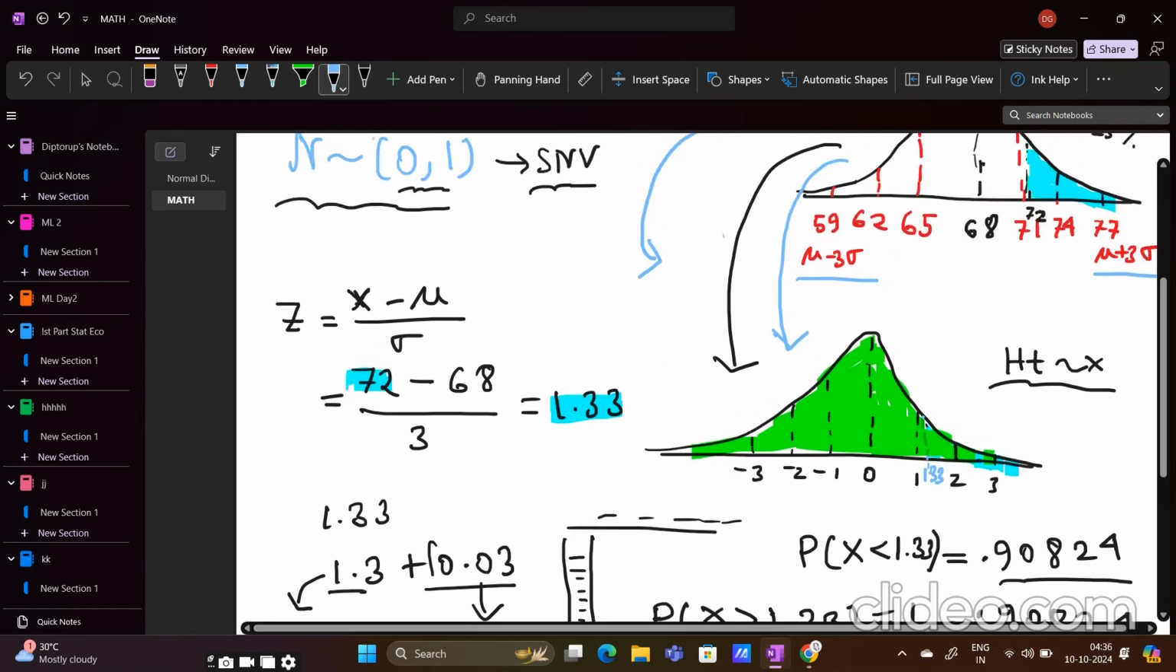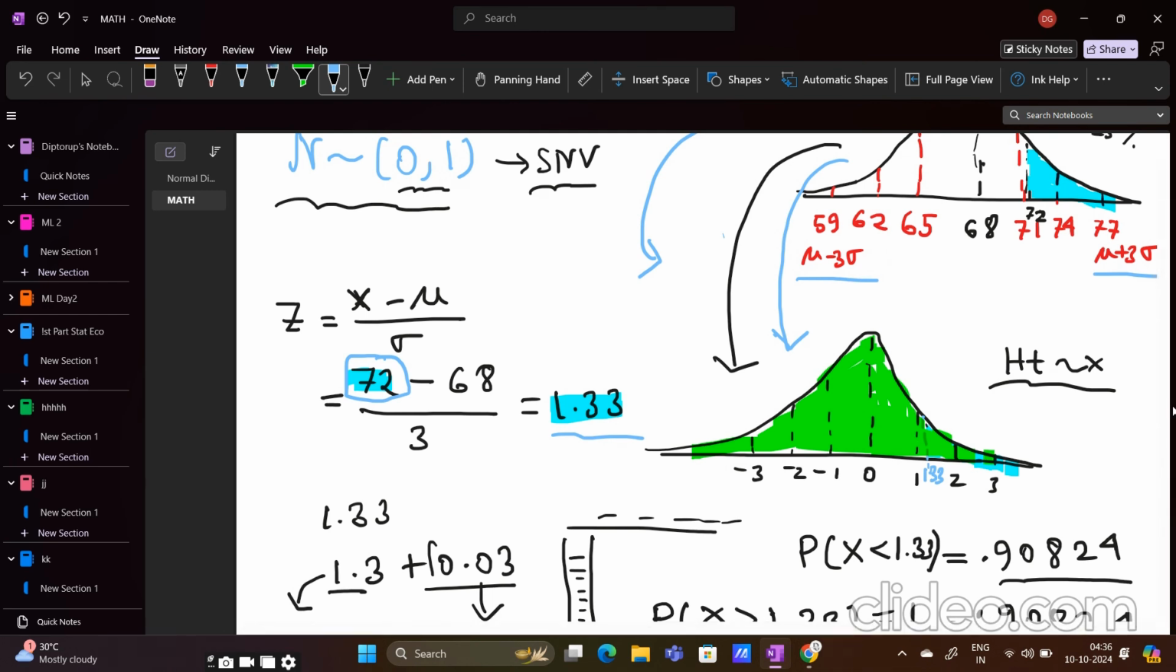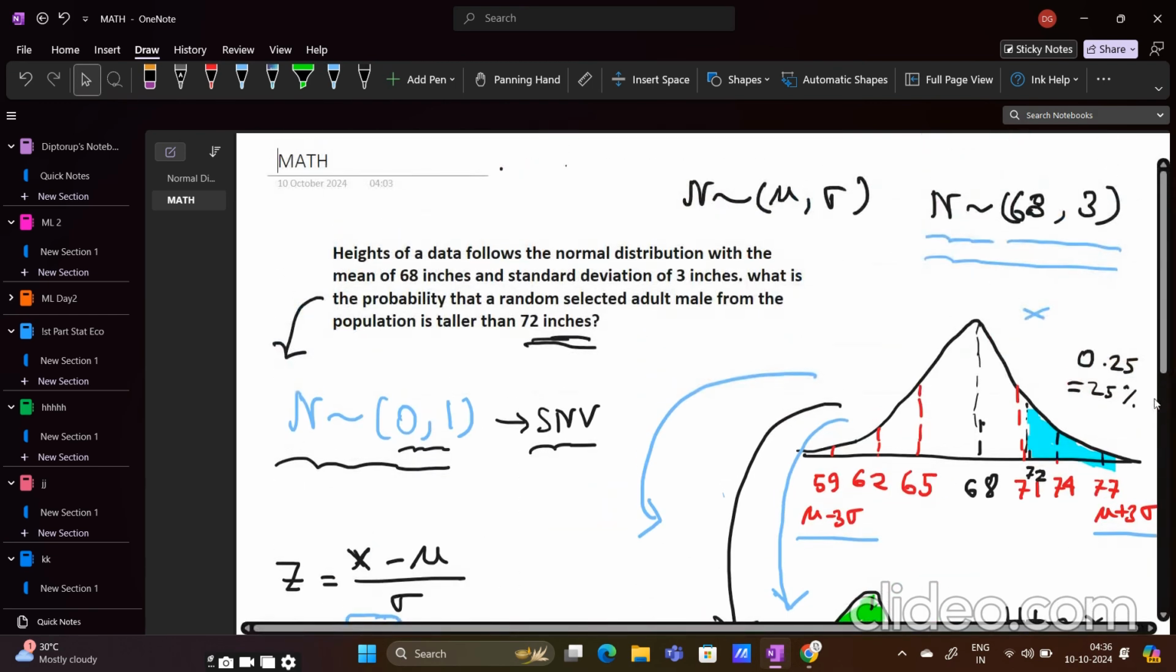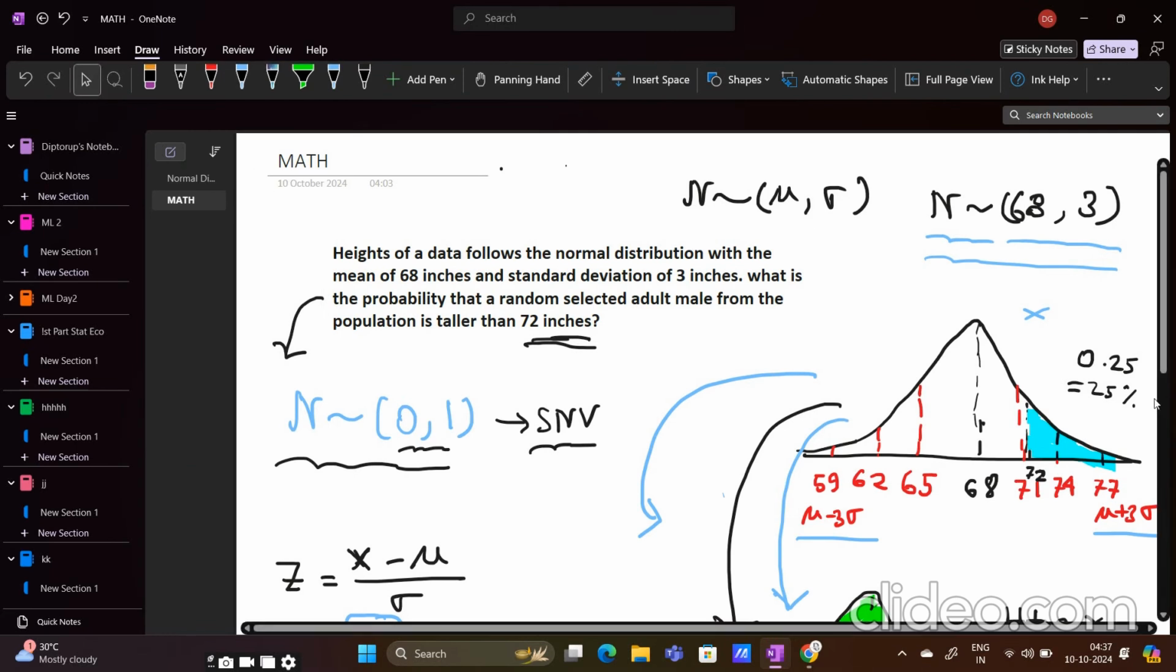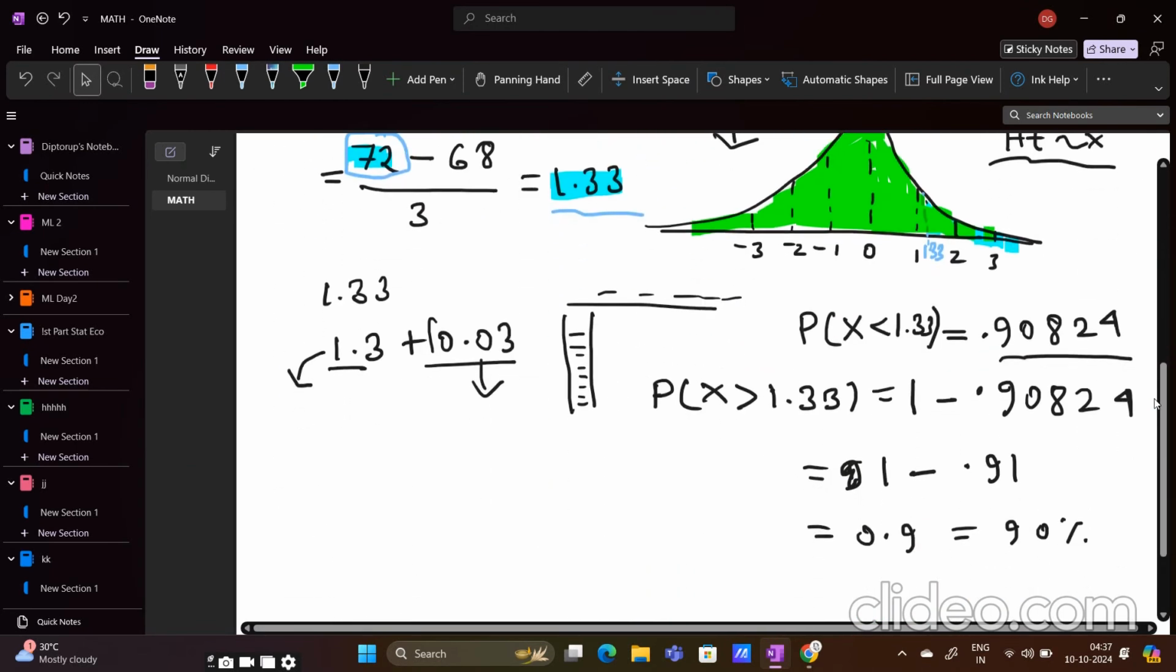This 1.33 was the standard normal value of 72 inches. So this probability is also showing us the probability that the boy will be taller than 72 inches, which was given in the question. Okay, so that's how we can calculate it from the z table. That's how the probability can be calculated as area.